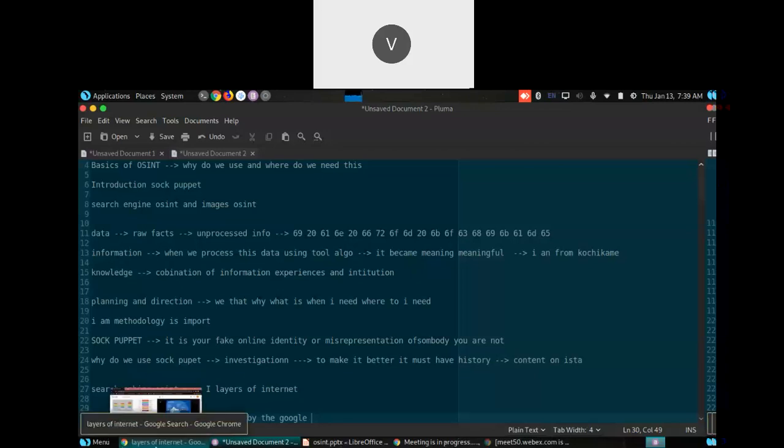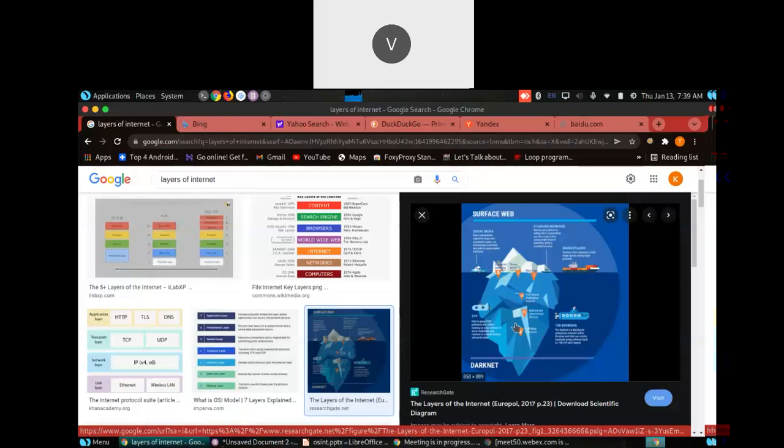So what are the two parts? Let's take this part as the deep web. As you can see, if this is the whole internet, then this is the majority part of the internet. This is the deep web. And the darkest, lowest part of this glacier, or internet, is the dark web, or you can say dark net.